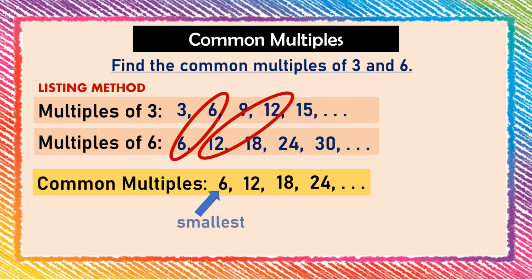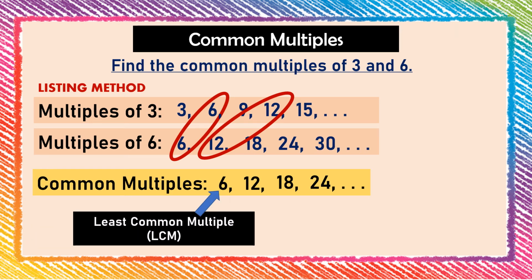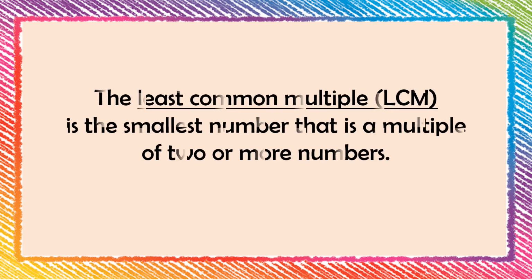The least common multiple is the smallest of these. Least common multiple, or LCM. What is LCM? LCM, or the least common multiple, is the smallest number that is a multiple of two or more numbers.